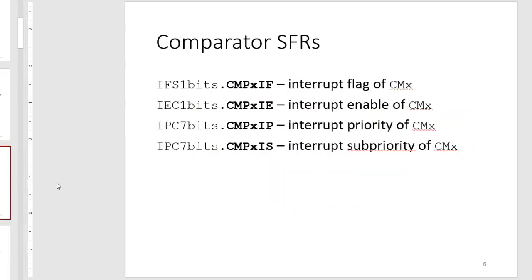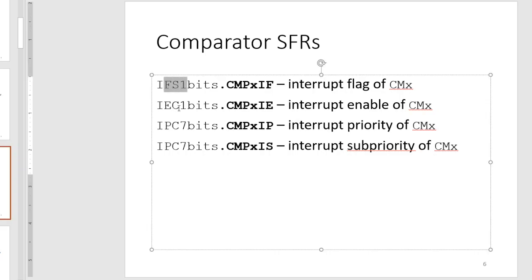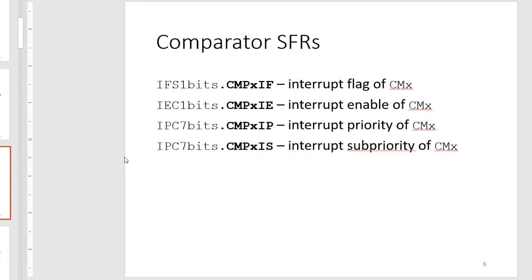And lastly, the interrupt SFRs. The interrupt flag is in IFS1, the interrupt enable is in IEC1, and the interrupt priority is in IPC7.